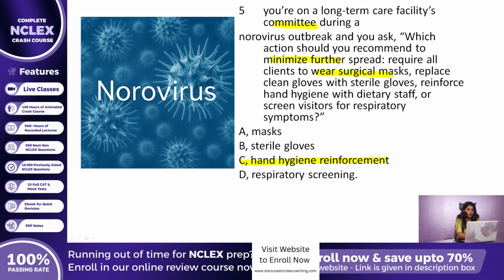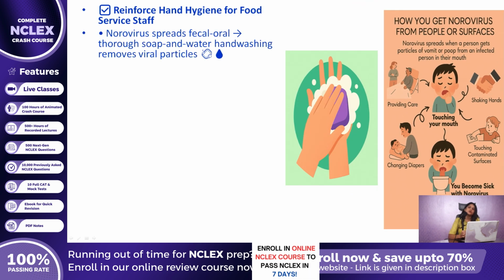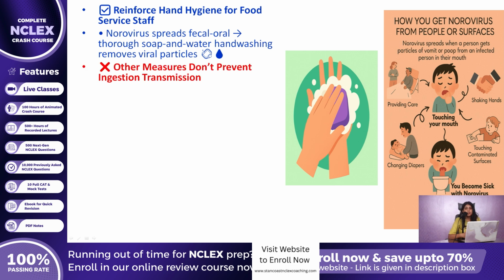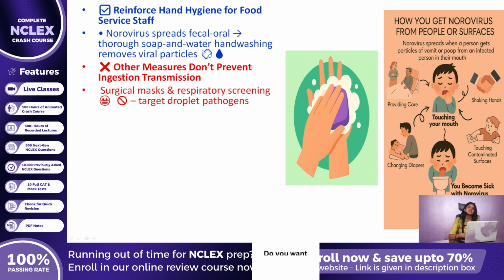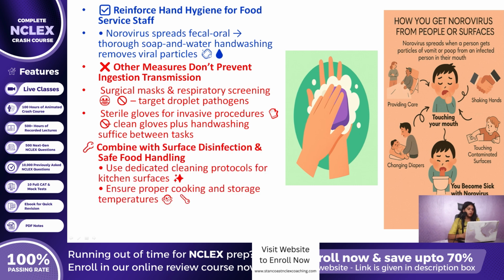Reinforce hand hygiene protocols with dietary and food service staff, because norovirus is transmitted via the fecal-oral route, often through contaminated food or surfaces. Proper hand washing with soap and water removes viral particles more effectively than alcohol-based sanitizers. Surgical masks and visitor respiratory screening target droplet transmission and cough-related pathogens rather than a virus spread by ingestion. Sterile gloves are reserved for invasive procedures, whereas clean gloves changed between tasks, combined with rigorous hand hygiene, will dramatically reduce new cases.